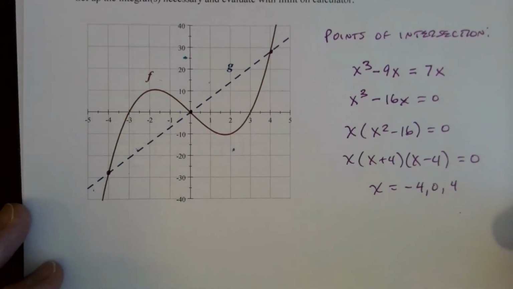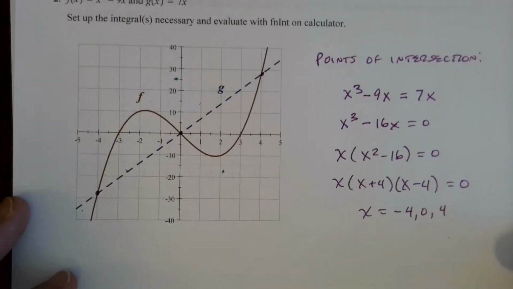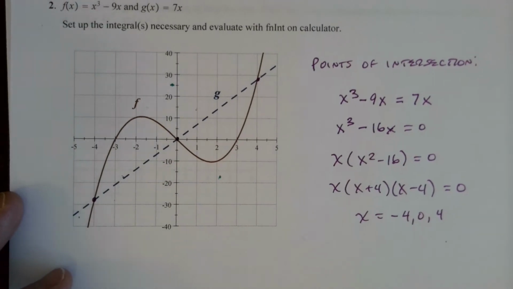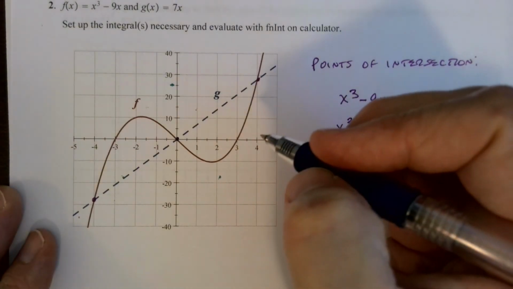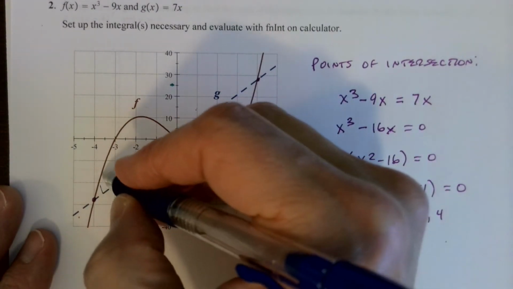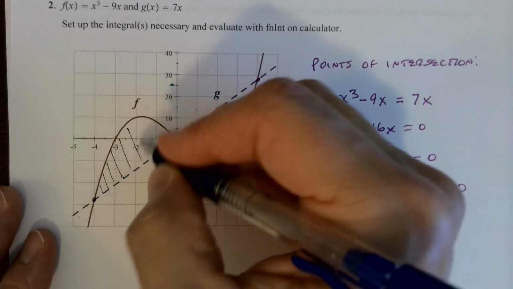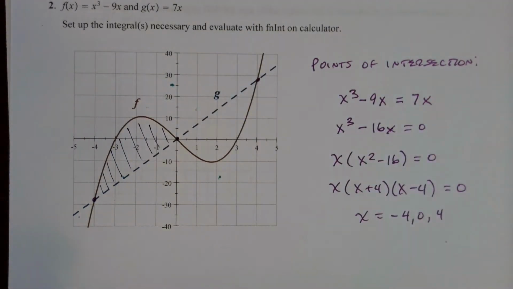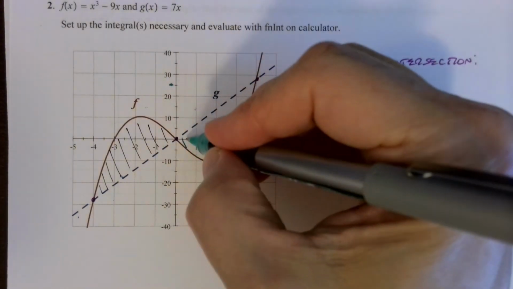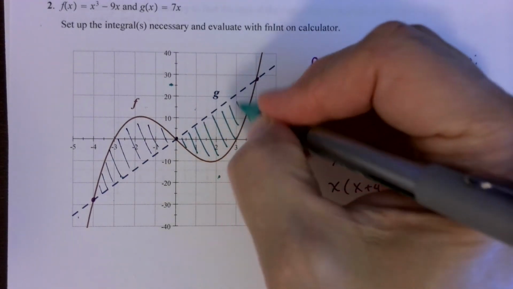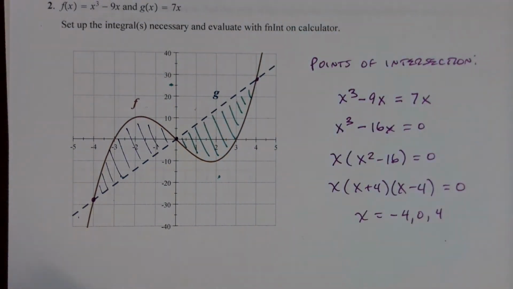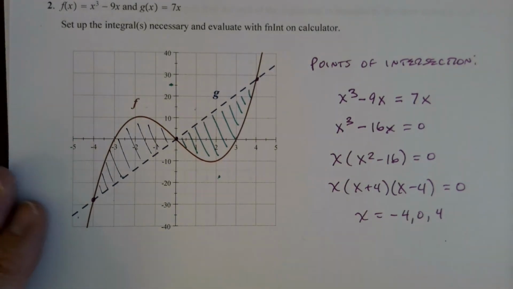Now, in evaluating this, what is the region? Let's shade in the region. What is the region that we are going to be integrating here? It's trapped between these two curves. Well, there's actually two regions. There's this region here, and then there's this region here.